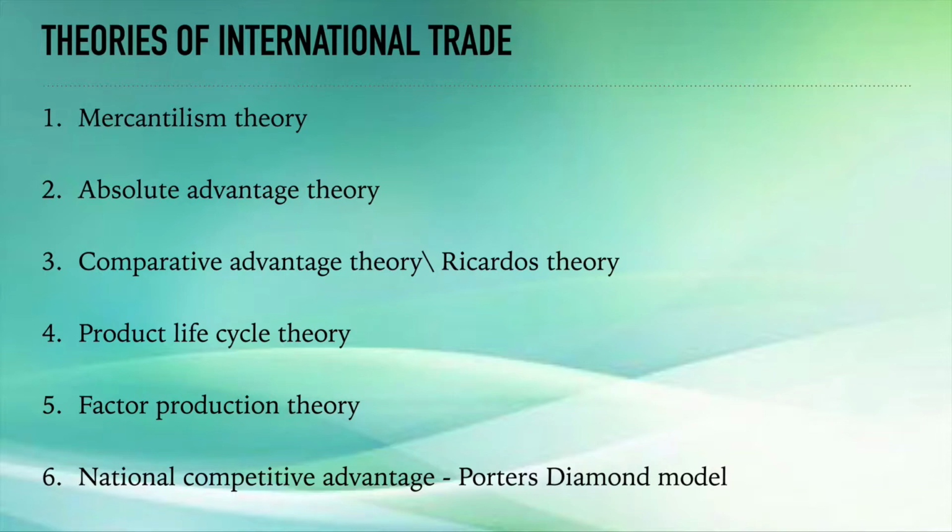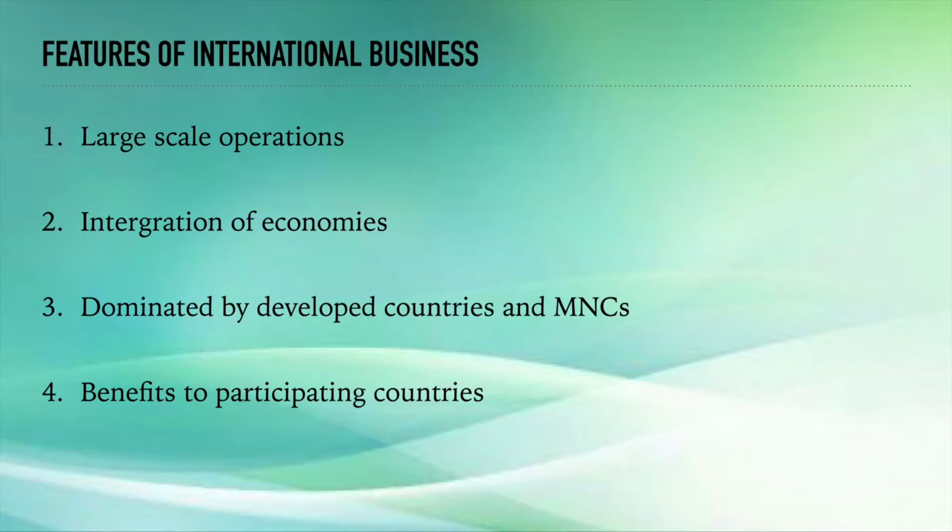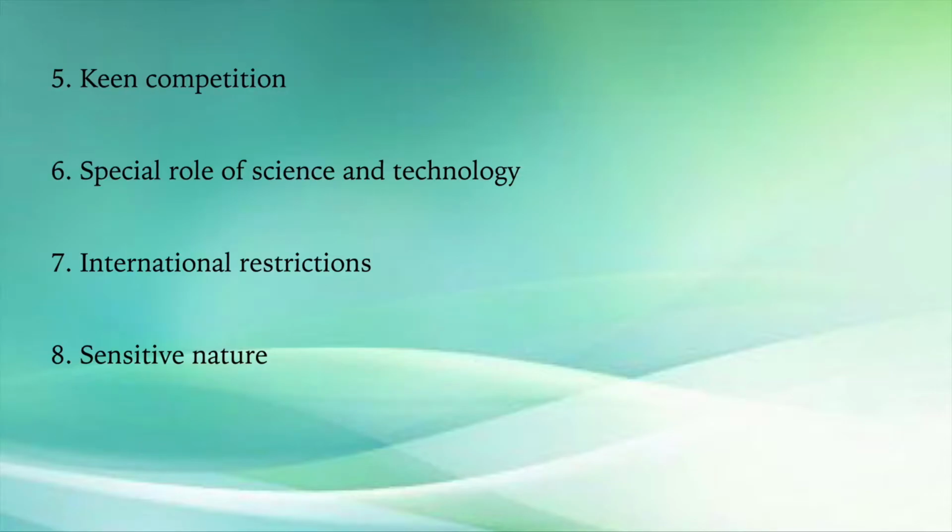Last class, we had started off with the introduction of international business, right? We learned about the meaning. We learned about the various features of international trade as well. Yes or no? So we just discussed 8 features: large scale operations, integration of economies, dominated by developed countries and MNCs, benefits to participating countries, keen competition, special role of science and technology, international restrictions, and sensitive nature. These were the points that we dealt with in the last class.